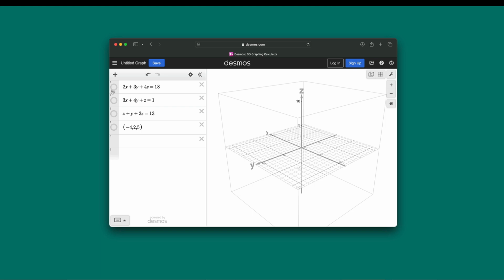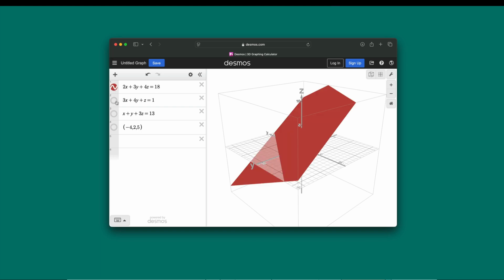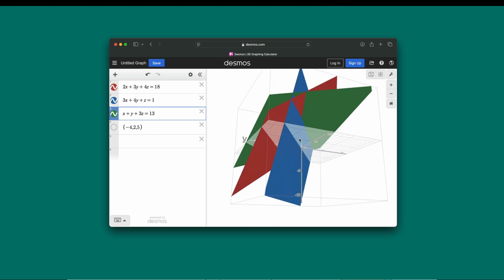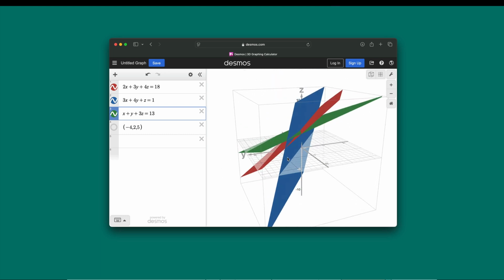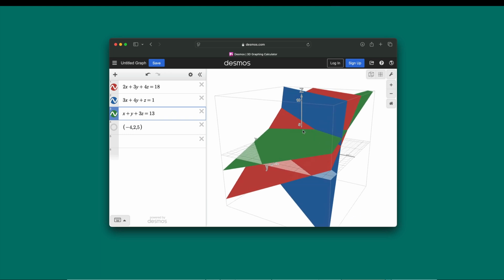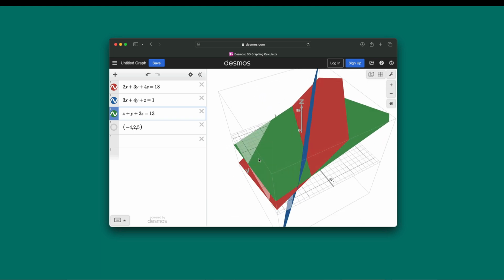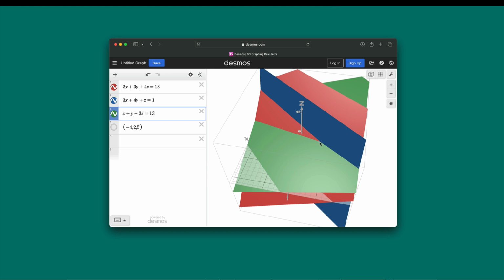So I already inputted the equations. Let's go ahead and turn them on here in our equation. And you can see that they're crossing each other, meeting at various points. However, where they have a solution, it's going to be where they all meet. It's kind of hard to tell, but it appears they're going to meet somewhere about right there.